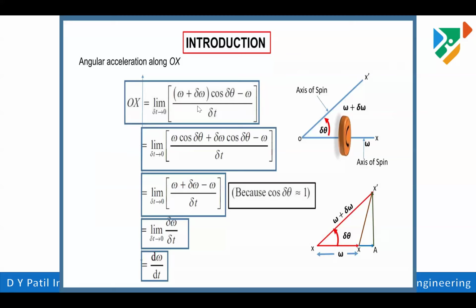Now by putting this in, omega cos delta theta plus delta omega cos delta theta minus omega delta theta, and since delta theta is a very small term, cos delta theta is equal to 1. So you get the value d omega upon dt. The acceleration will be d omega, the rate of change of angular velocity with respect to time. That is nothing but your angular acceleration.